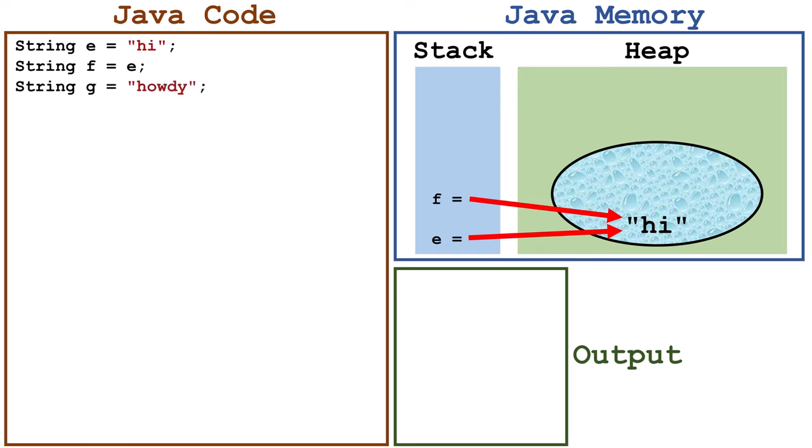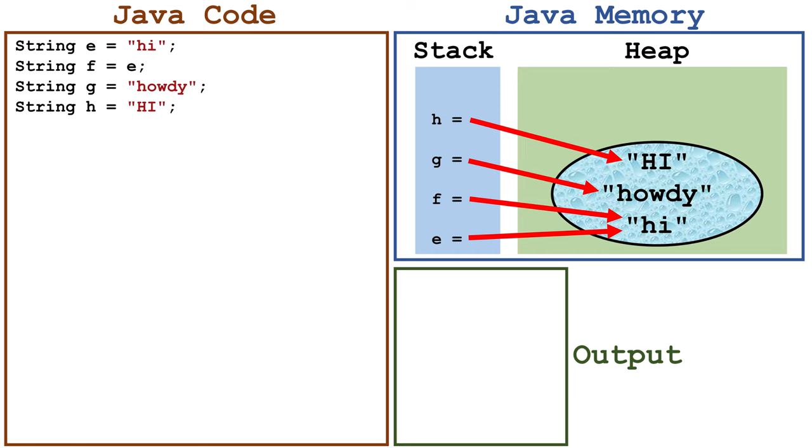Next, we create a variable G on the stack and have it point at a new object in the string pool. Finally, we create a fourth variable H and have it point at a newly created object, capital HI, on the heap. Now let's look at some comparisons.